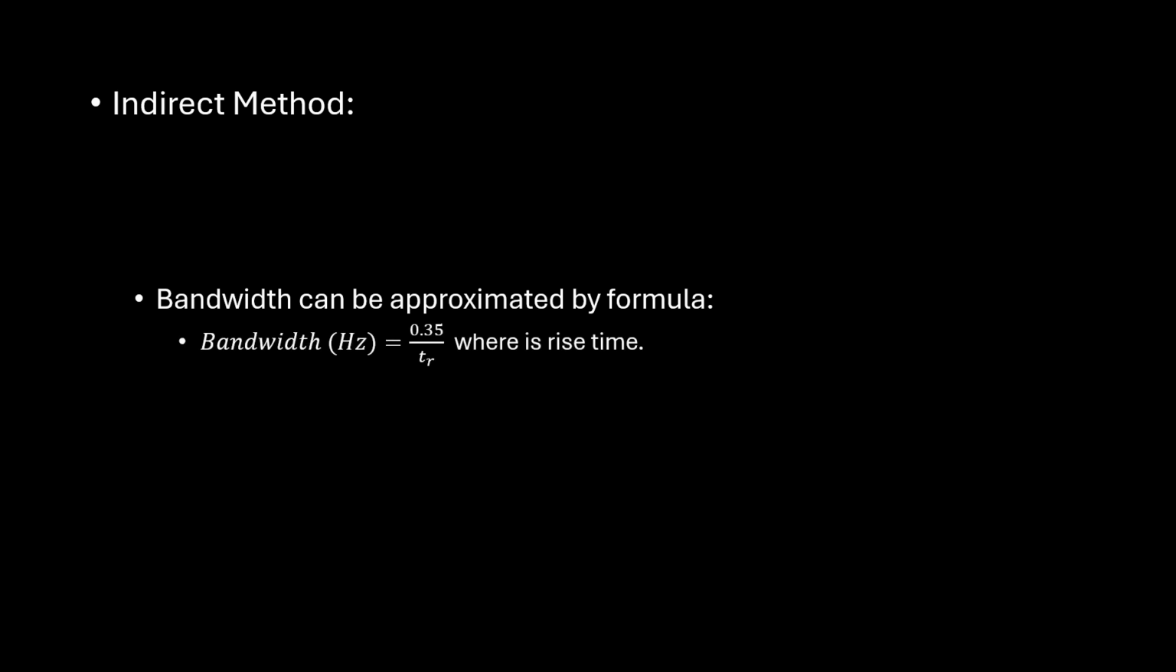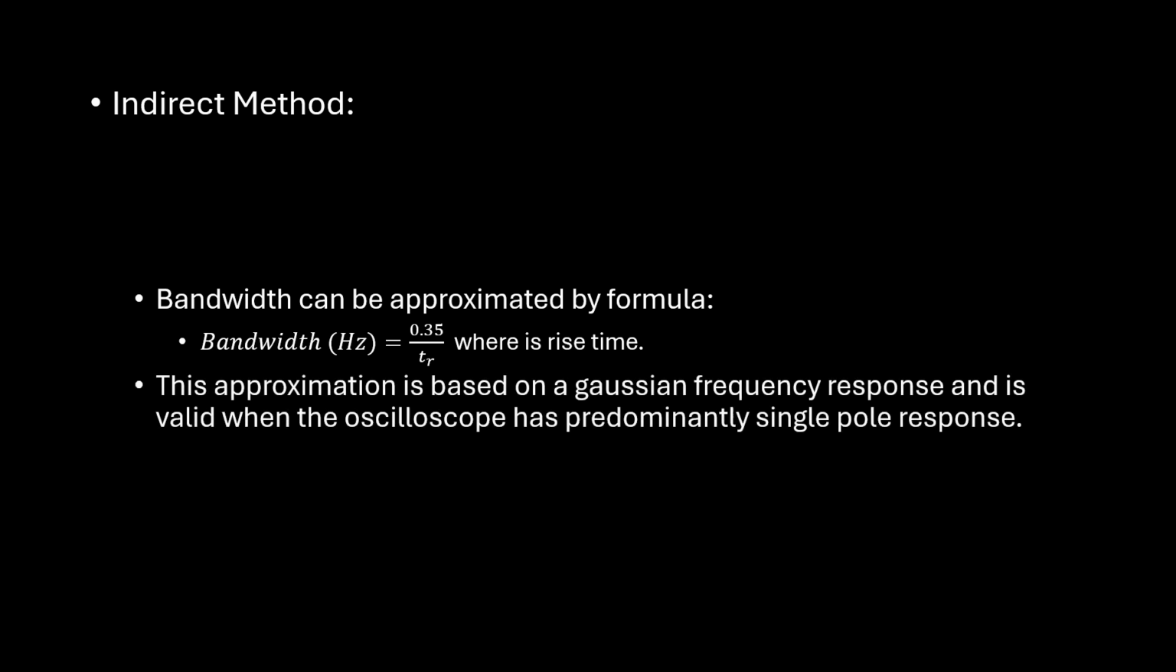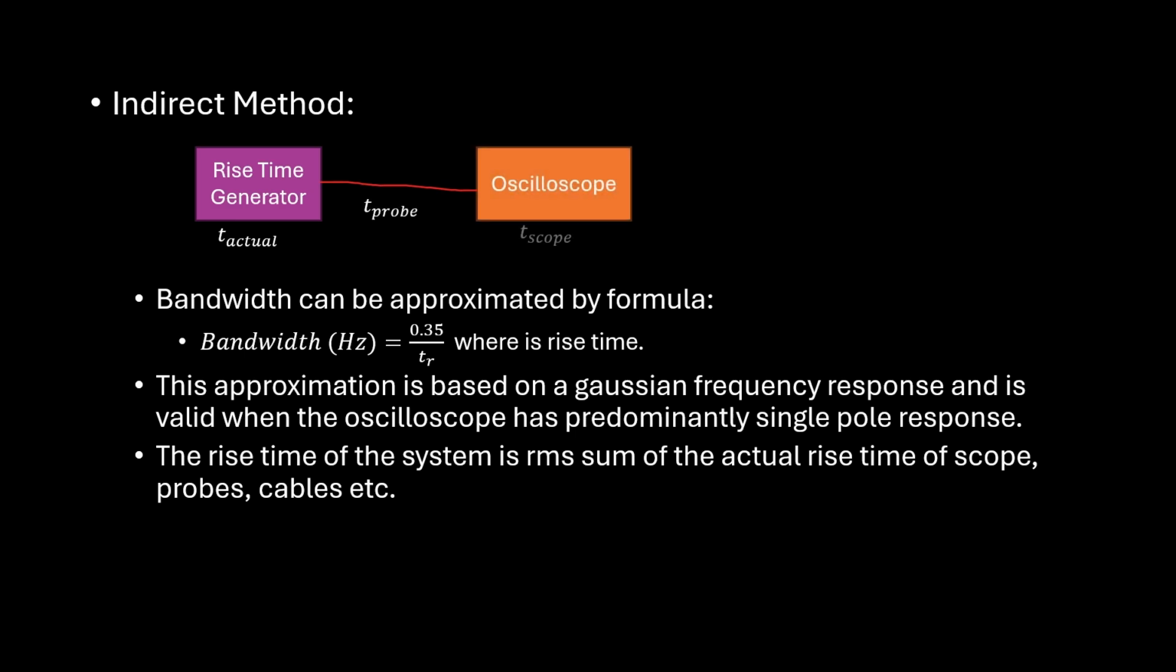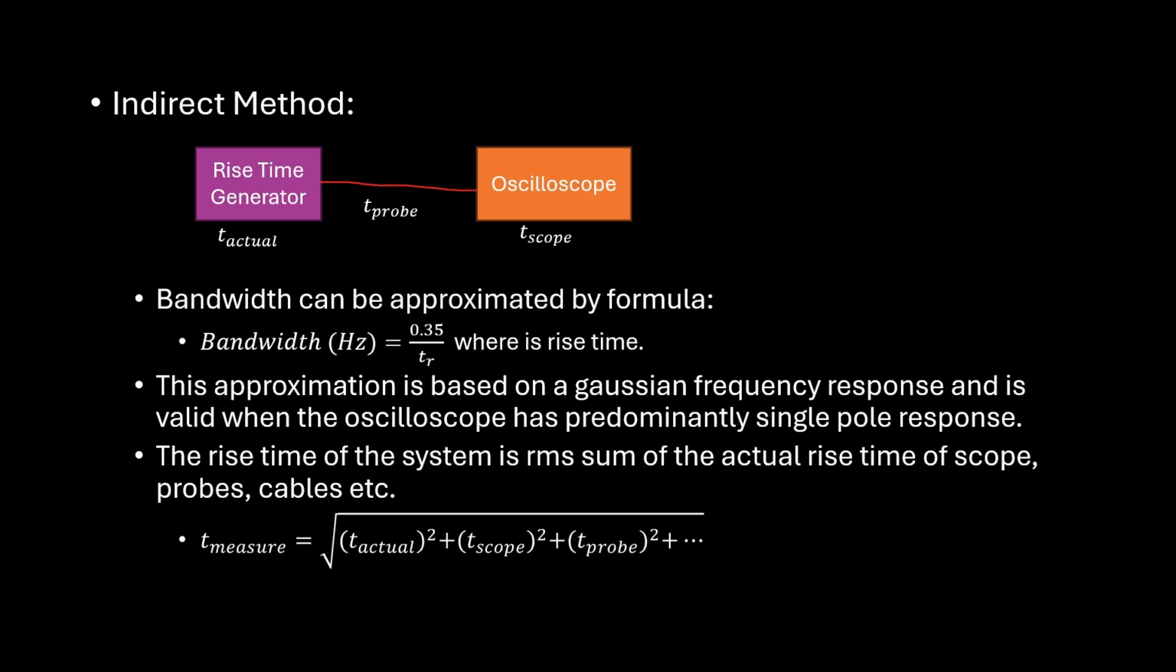Now in the indirect method, we use rise time measurement to determine the bandwidth of the oscilloscope. The bandwidth can be approximated by the formula 0.35 divided by rise time. This formula is based on an approximation of Gaussian frequency response and is valid when the oscilloscope has a single pole response. We can use the measured rise time directly to calculate the bandwidth, but if the rise time of the generator is close to the rise time of the oscilloscope, then we need to use the RMS sum of the actual rise time of the oscilloscope, probes and cables, etc. Well, that is the theory.